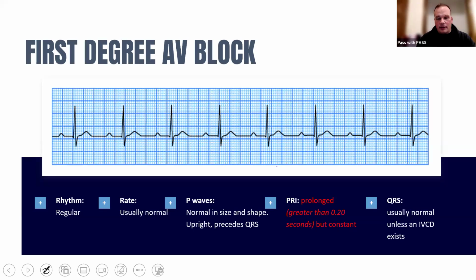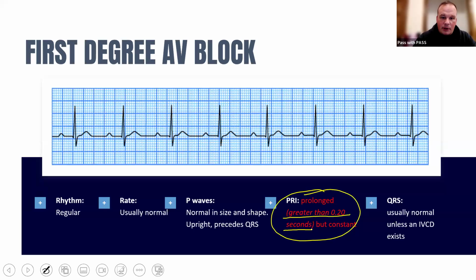So the biggest defining thing here is the PR interval. Now I'm going to give you a little hint. The PR interval is really what I'm going to talk about and focus on for the remainder of this presentation, because the PRI is going to tell you what type of block you have, period. So a first degree AV block is a block where the PRI is prolonged. It is greater than 0.20 seconds or greater than 5 small boxes on the EKG paper.